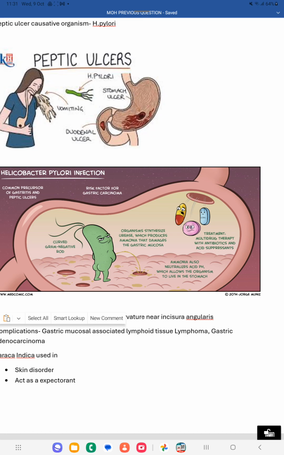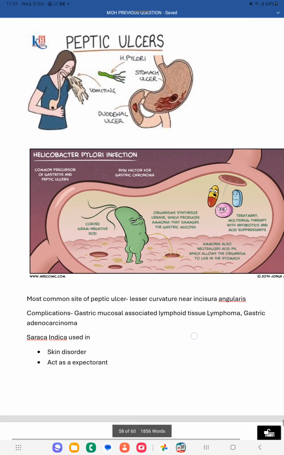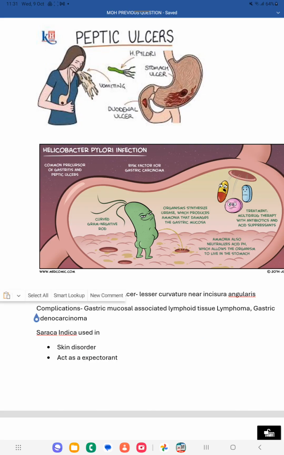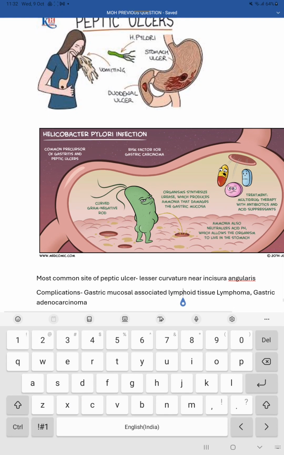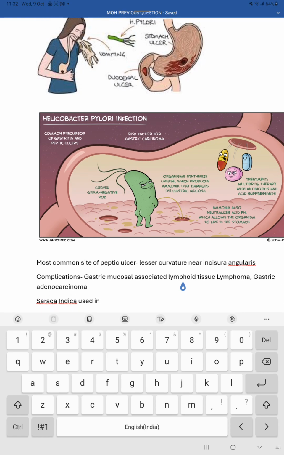From the ulcer you get bleeding and all those things. And if, even in that ulcer stage, you are not treating properly, it leads to the next condition: gastric mucosal associated lymphoid tissue lymphoma, a cancerous condition, or otherwise gastric adenocarcinoma. Another complication is that the ulcer goes towards the inside portion, moving deeper and resulting in perforation.